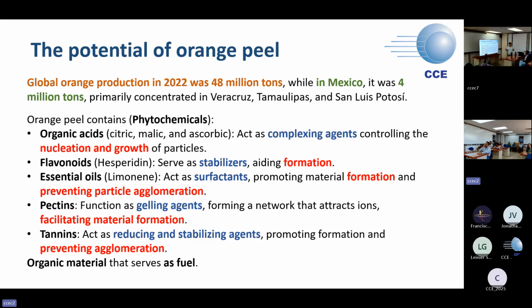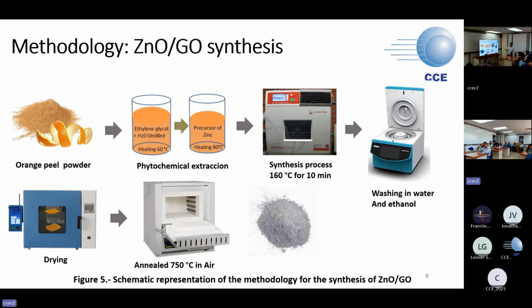The idea is to produce the zinc oxide without the need to use conventional auxiliary agents, for example, SDS, urea, or another one. No, we only use water and ethylene glycol, to promote the extraction of these phytochemicals, and the zinc source, in this case, zinc acetate. This is the process. The process is very simple.